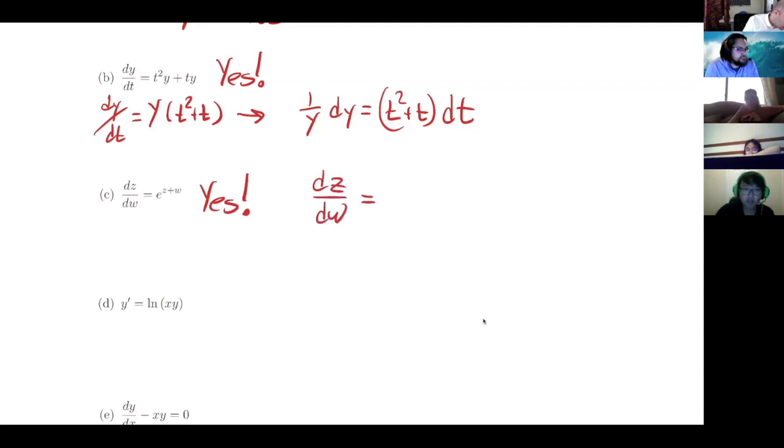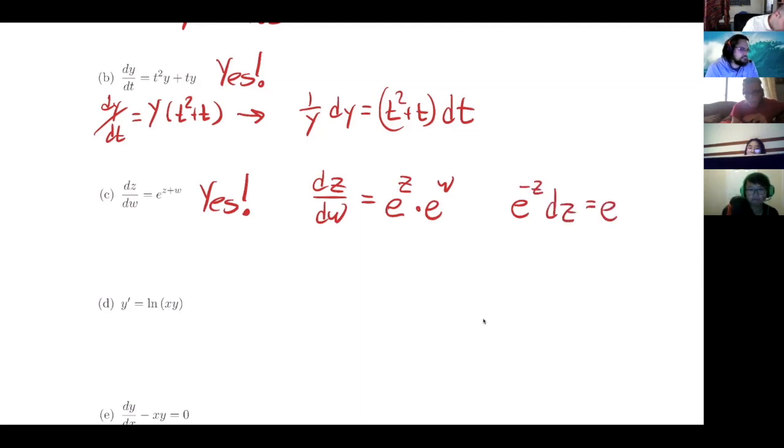You can use properties of exponents to rewrite that as a product, e to the z and e to the w. Yep, just like we were using on the previous examples. And then now you could bring, sorry. And we could separate it like that. So yes, in addition to calculus, it's a good time to review some algebraic stuff too, like properties of exponents and logs, and things like this certainly come up.